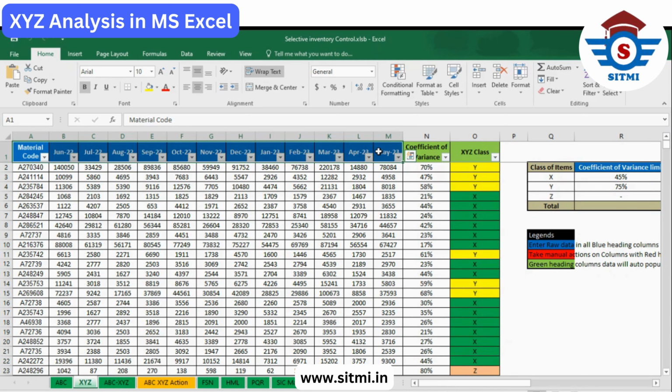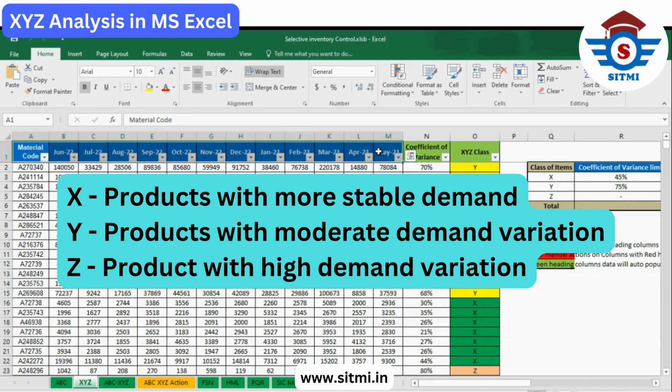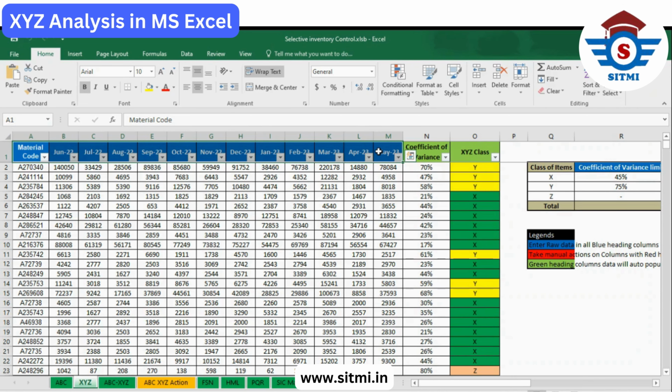As we have seen, there is a logic, the demand pattern, which is used to see which product is X, which product is Y, and which product is Z. As far as XYZ analysis is concerned, X products are those whose demand is quite stable in the studied period. Y products are those whose demand is a little unstable, and Z products are those whose demand is too unstable. To see the stability of demand, what we need is the coefficient of variance. So how do we calculate the coefficient of variance?